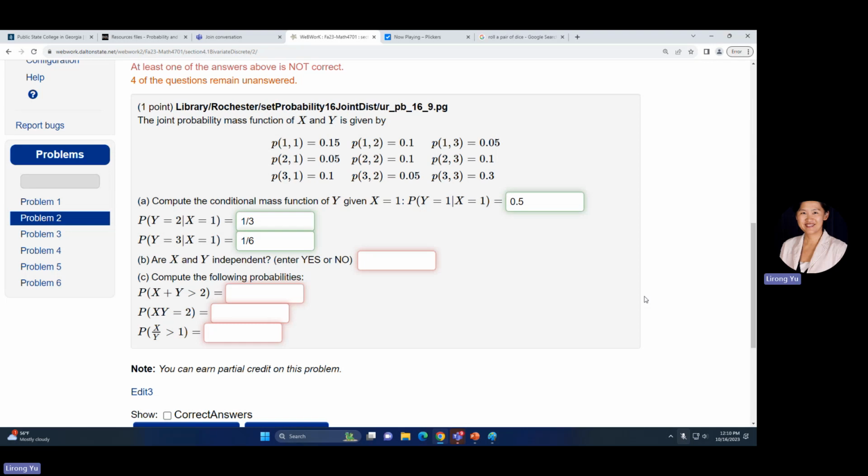So 0.15, 0.05, that's 0.2, so that's 0.3. So the probability y equal to 1 is 0.3. And the probability y equal to 1 when x equal to 1 is 0.5. They're not the same. Therefore, they're not independent. So that answers the question.